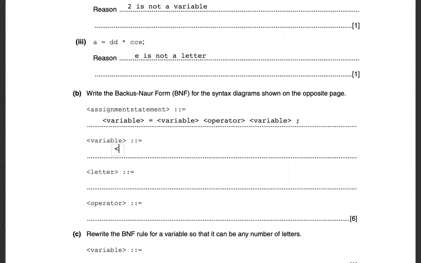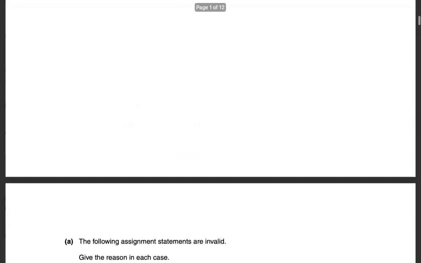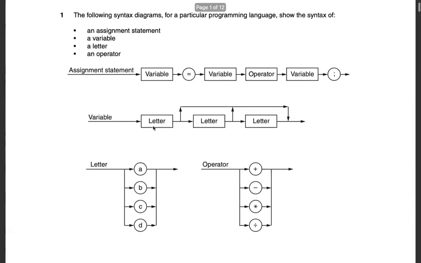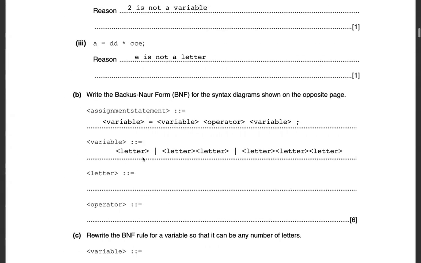So in that case, we can do what? Letter, single length, followed by this. Remember this symbol? This is OR. This is the OR symbol in Backus-Naur form. And I can have a letter of length 2, like this. Two length letter. And then also a variable of 3 letters, like this. So according to this syntax diagram, I'm allowed either a single length letter, a double length letter, or a triple length letter.